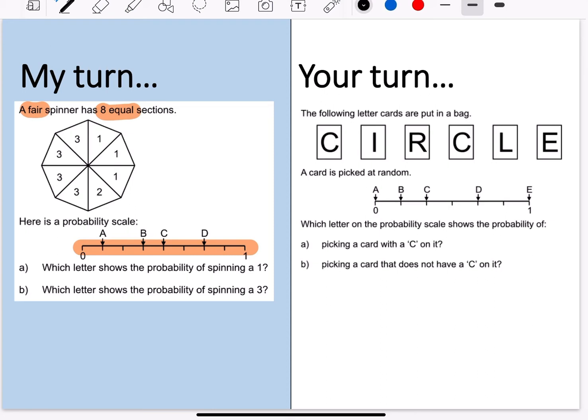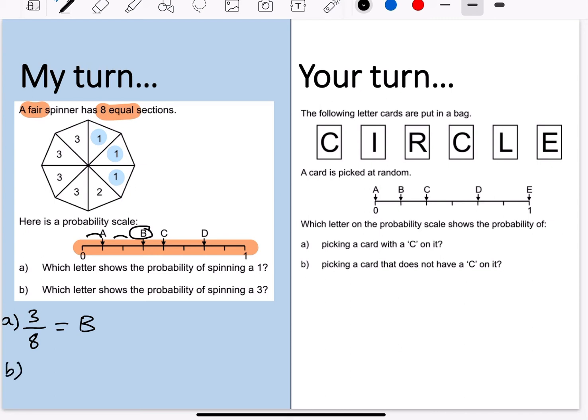So, for A, what letter shows the probability of getting a 1? So let's look back at our spinner. There's 1, 2, 3 ones out of the total 8. So I go to my scale now. It is split up into 8 sections. So I want to go to 3. So I have a look. I go 1, 2, 3. So that would be B.